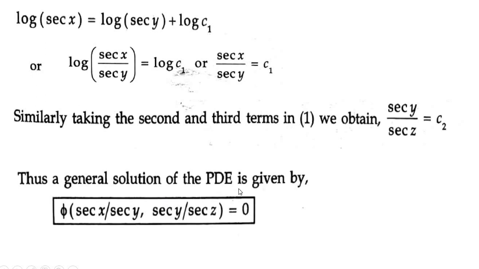Therefore, the general solution of the PDE is given by phi of secant x by secant y, comma, secant y by secant z. It can be anything. It can be secant x by secant z, secant z by secant x also. No problem. You can choose the other two sets also, as I have mentioned in the note. So let us move on to the next problem now.